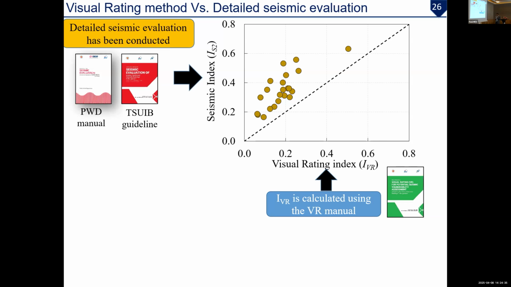So the point is that we need a little more time to calculate this seismic index IS2. But if we can conduct the visual rating method, we can understand what the seismic capacity is. So this visual rating index can give the seismic capacity index of the building without detailed evaluation. This is just an approximate estimation of the seismic index. So this is the correlation that was developed in this research and study.